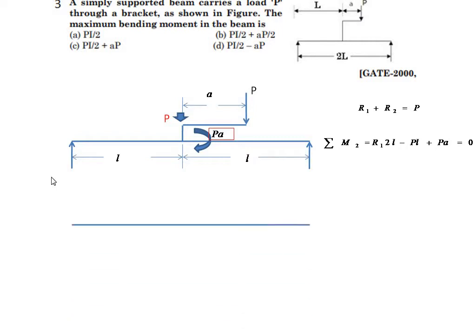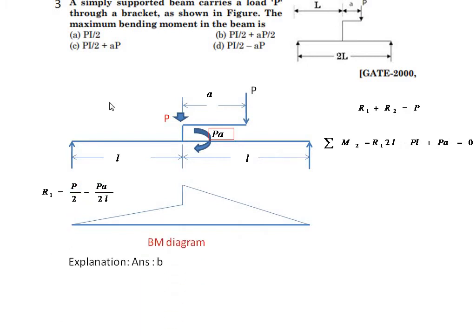So let this reaction be R1. So R1 into 2L, since it produces a clockwise moment, and for the anti-clockwise moment, minus P into L. And again PA produces a clockwise moment, so plus PA is equal to 0. So solving these two equations, you will get the values of R1 and R2. The R1 value is P by 2 minus PA by 2L, and R2 is equal to P by 2 plus PA by 2L.